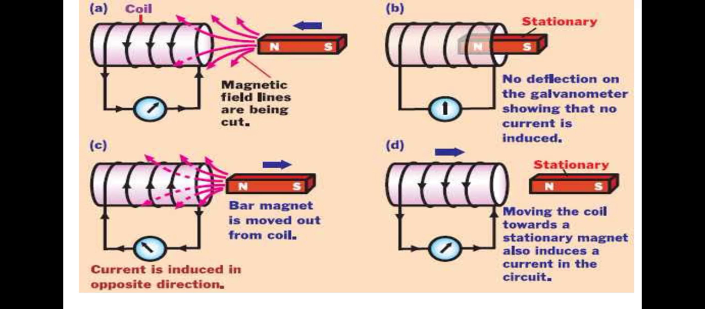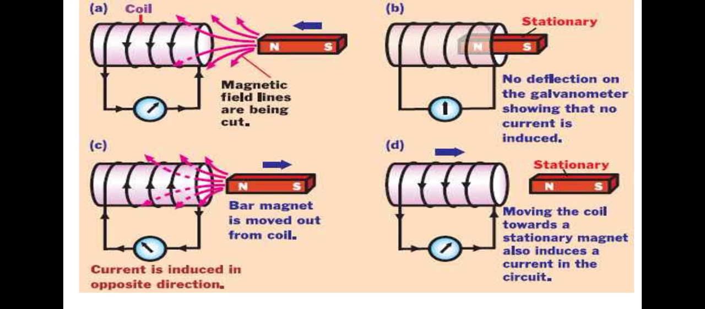Now come towards the figure C. In the figure C, again we will move the magnet away from the coil. Means that bar magnet which we have inserted inside the coil is now moved away from the coil. When it will move away from the coil, remember one thing, that the north pole is facing towards the coil. Now if we move the bar magnet out from the coil or away from the coil, you can see the deflection in the needle of galvanometer that is towards the left.